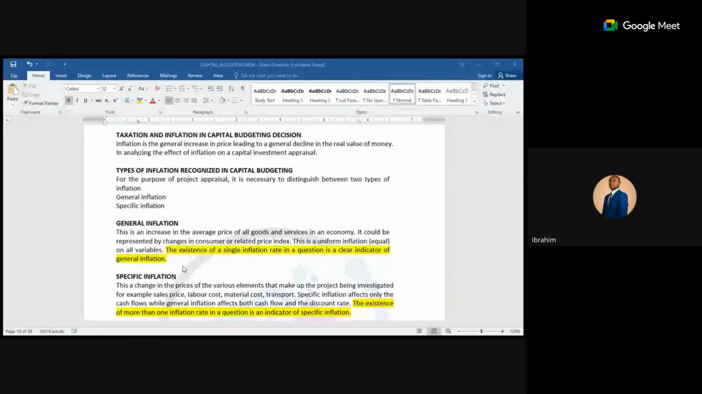Of course, we know that divisible projects are projects that can be undertaken in part. Indivisible projects are projects that cannot be undertaken in part. Dependent projects are projects that depend on each other, right? A depends on B, and project C depends on D. I'll still explain further when we get to capital rationing.